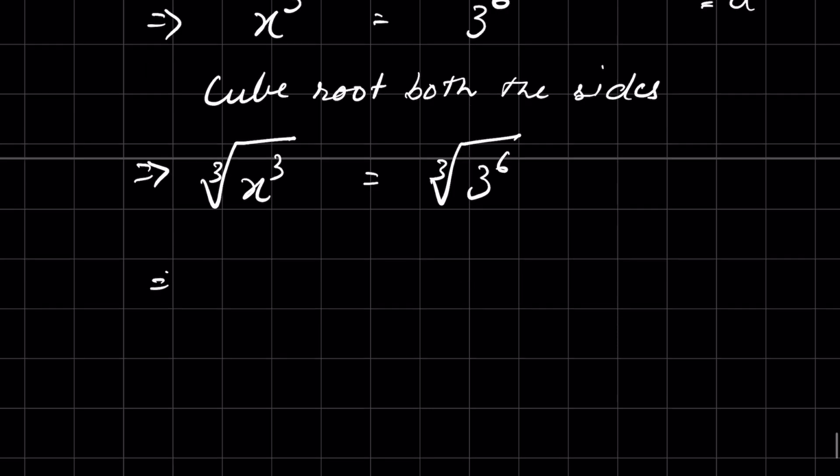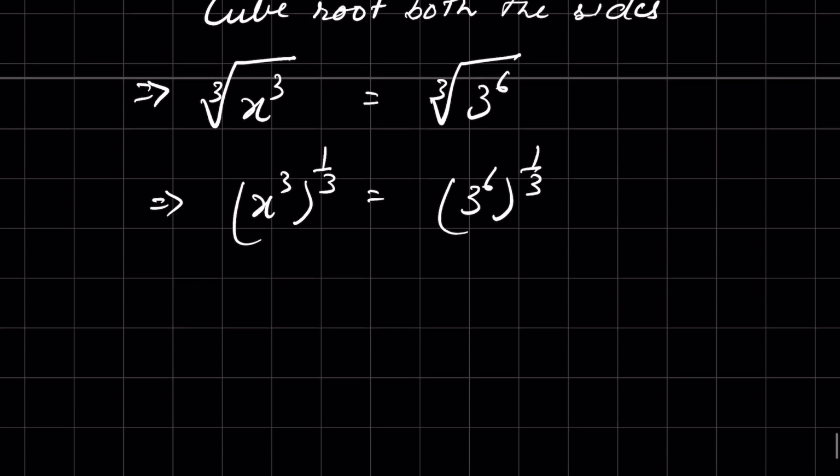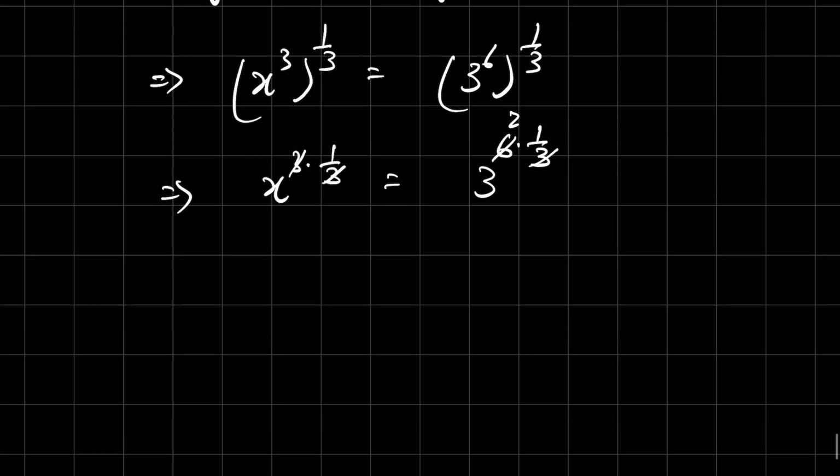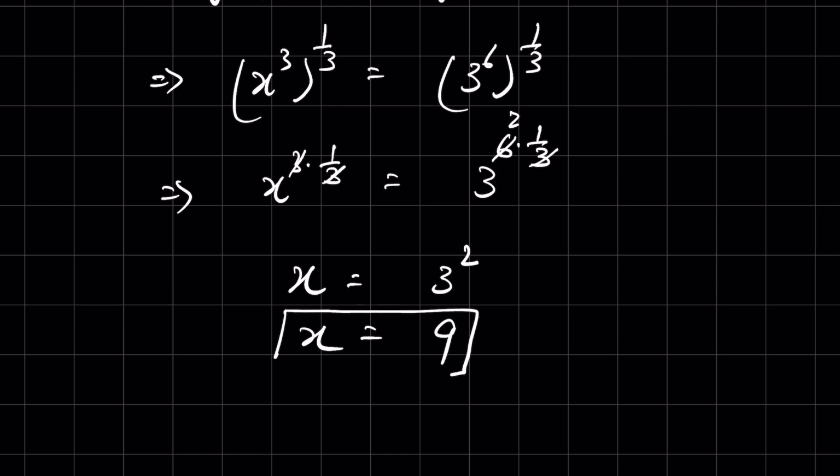A cube root means it is raised to the power of 1 upon 3, or x to the power 3 times 1 upon 3 is equal to 3 to the power 6 times 1 upon 3. 3 and 3 get cancelled. 3 times 2 is 6, or x is equal to 3 square, or x is equal to 9. This is the value of x.